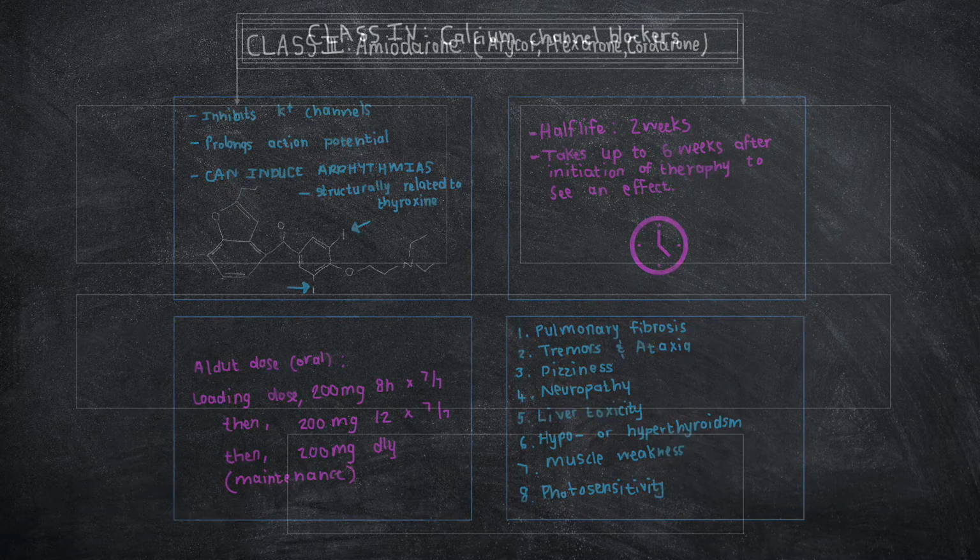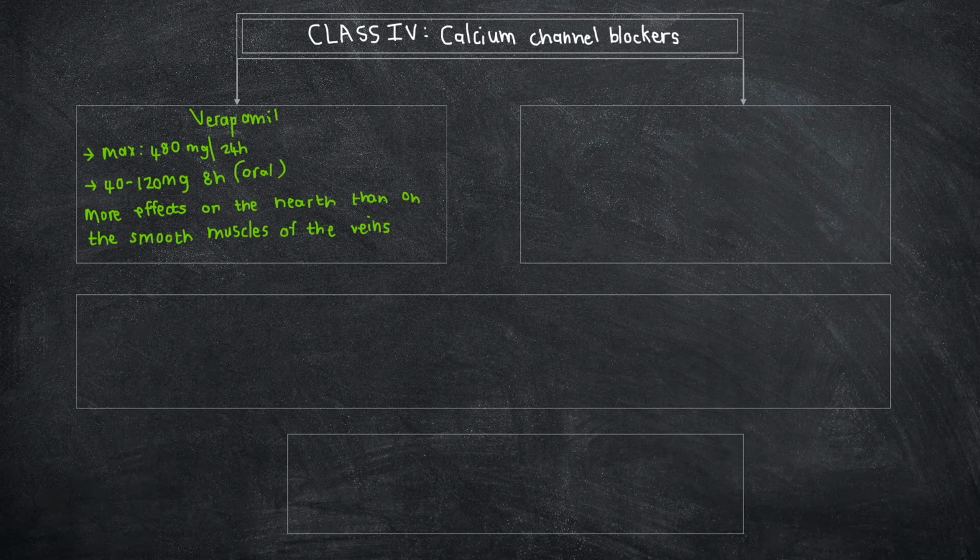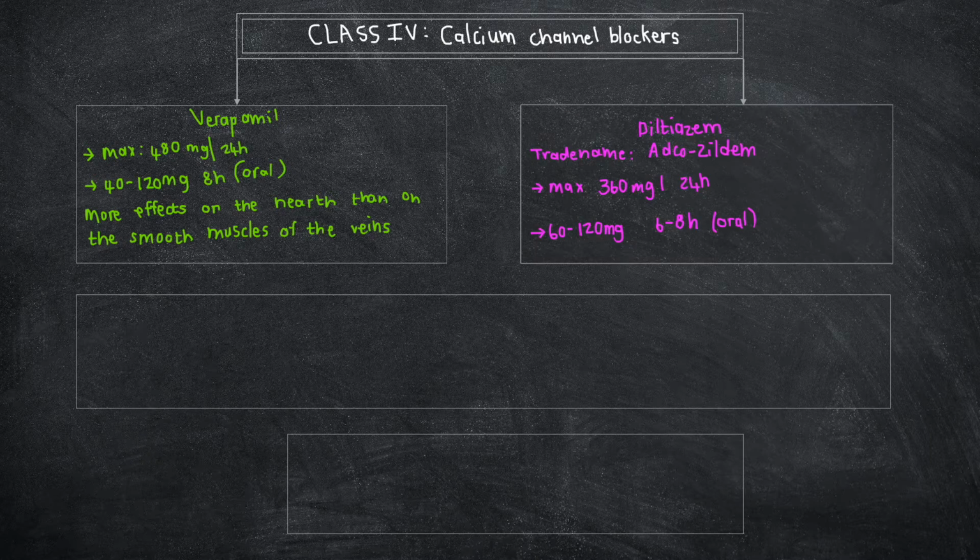Let's move on to class 4, the calcium channel blockers. And here are the 2 main players: verapamil with a maximum daily dose of 480 mg per day, and diltiazem, which is 360 milligrams a day. They can both be given at quite frequent intervals. For example, diltiazem can be given 6 to 8 hourly, whereas verapamil can be given 8 hourly.